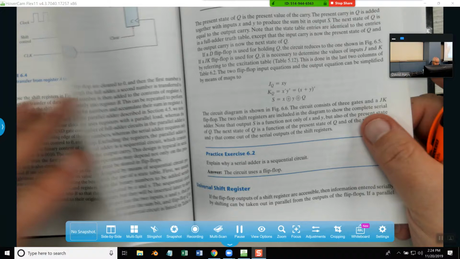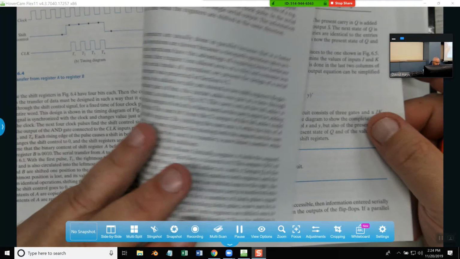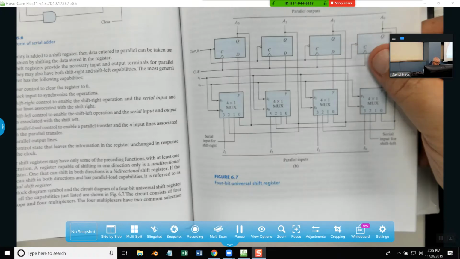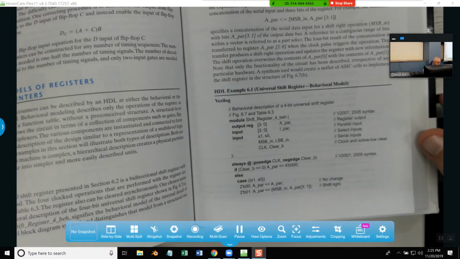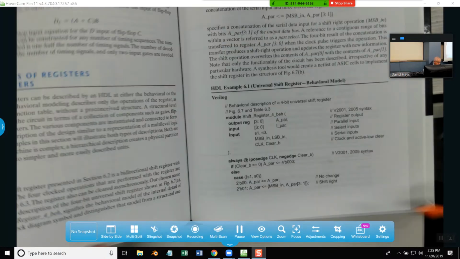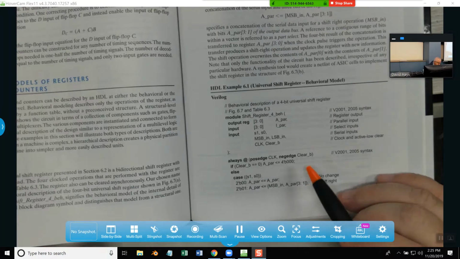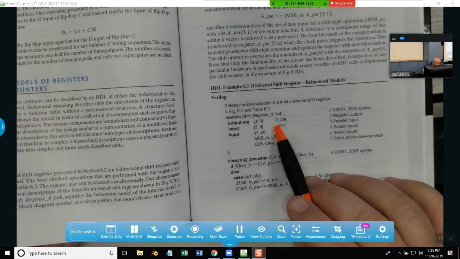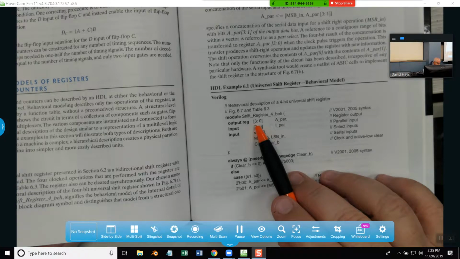Okay, here it is. It's on page 337. I was seeing serial, but I wasn't seeing parallel. Got a register output, PAR 3:0. PAR, I guess that's for parallel. And here are our parallel outputs.